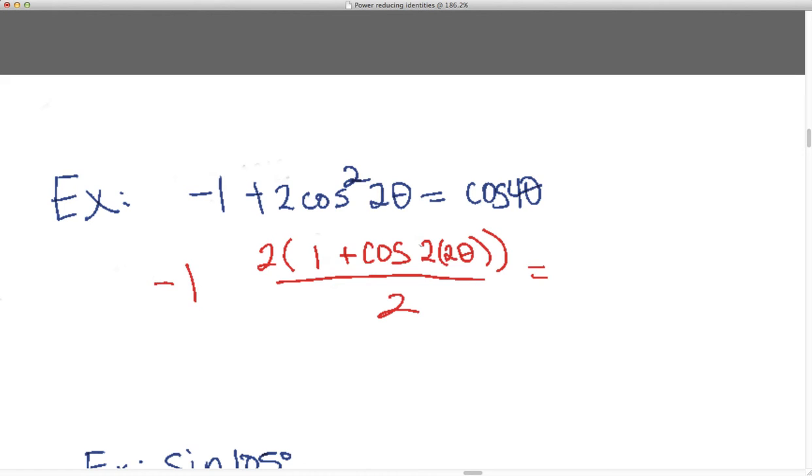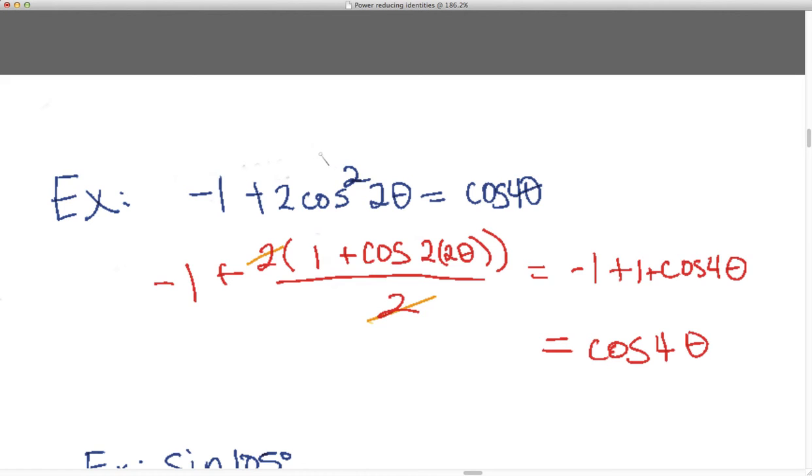And don't forget there's a -1 in front. And then the 2's are going to cancel, leaving you with -1 plus 1 cosine of 4 theta. And the -1 plus 1 cancel to give you cosine 4 theta. Okay. The main clue was the fact that this was a 2 theta and this was a 4 theta, and then you notice the square.